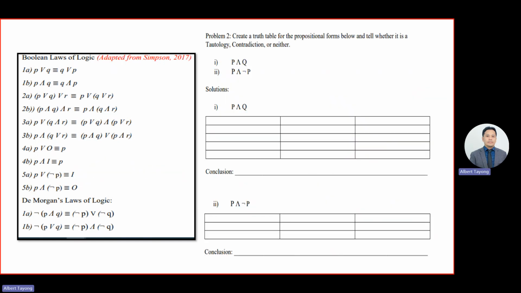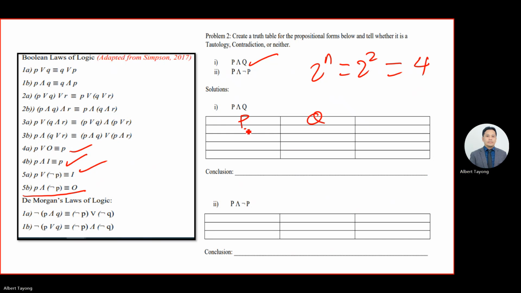Let's have the second one, to prove 5b. The first one, there is no not, is P and Q. There are two letters, so there are 4 possibilities. So we have P, Q. We have true, true, false, false, true, false, true, false. These are the possible outcomes.